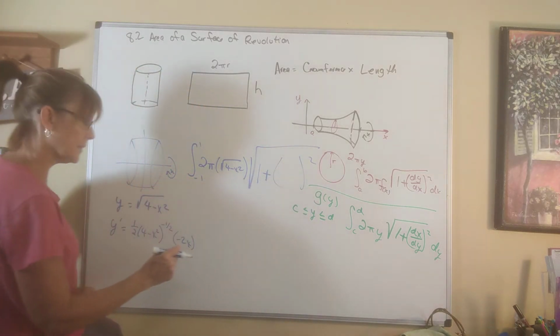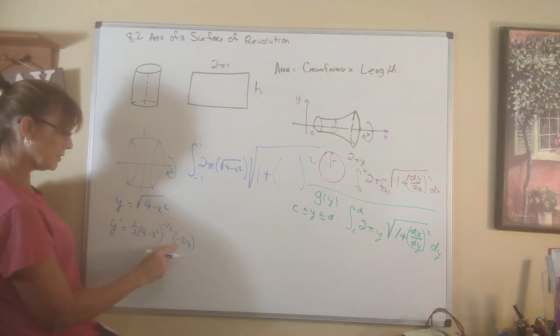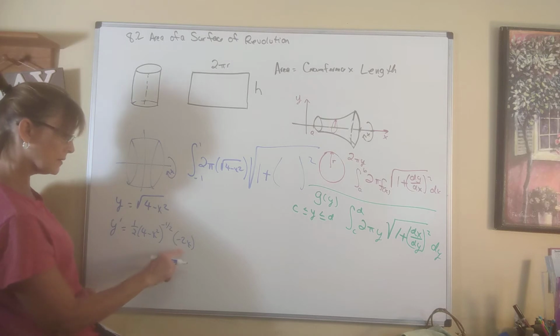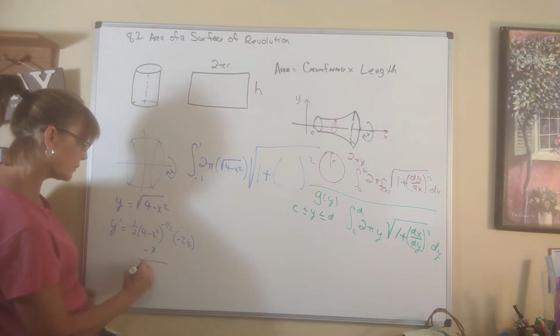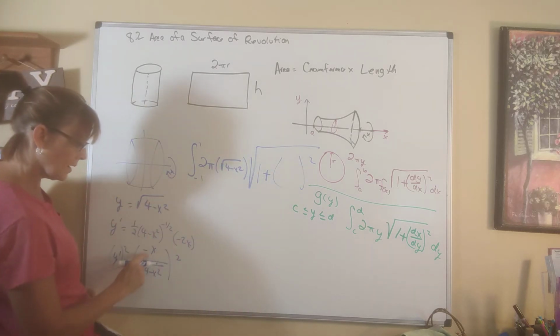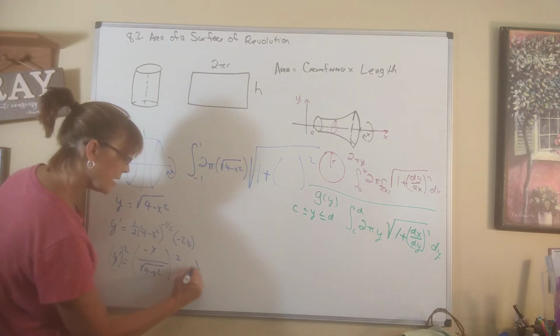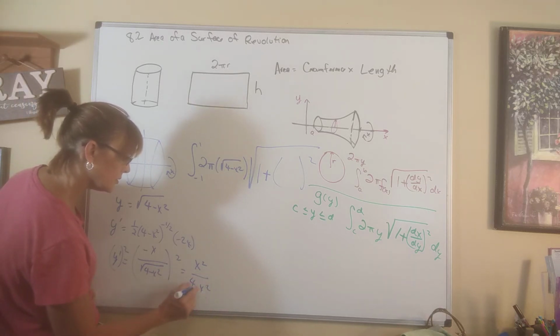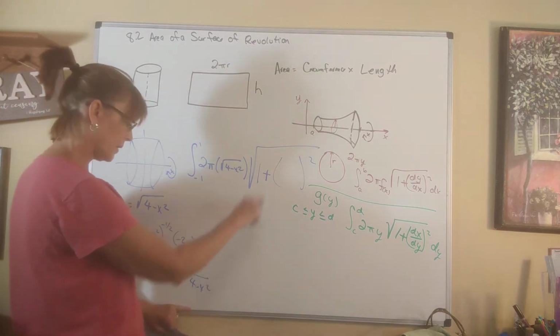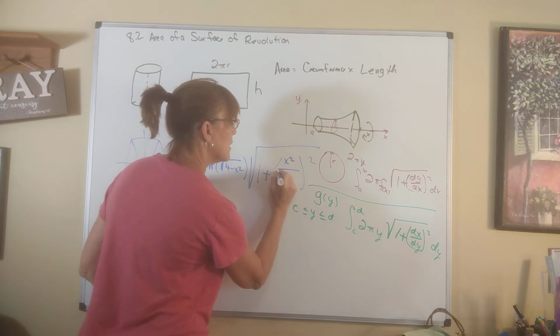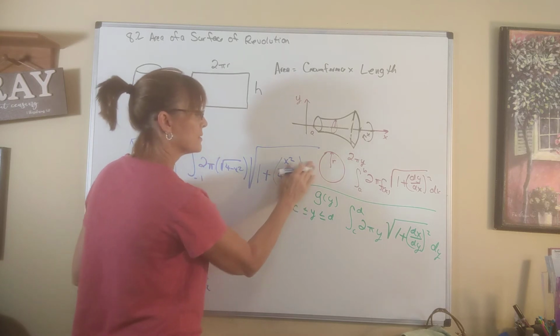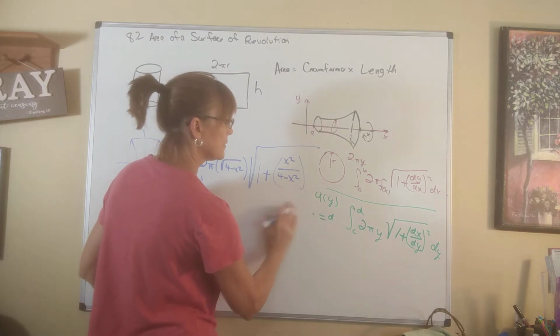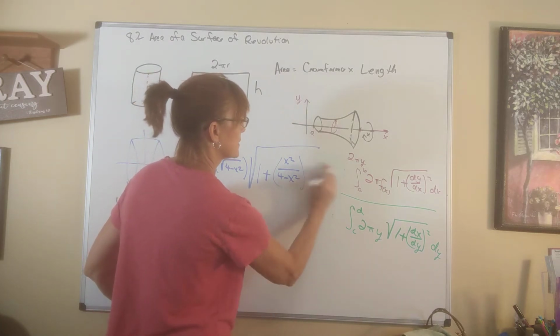So I'm going to clean this up a little bit. -2 divided by 2 is negative. So I have a negative x over the square root of 4 minus x squared. This is what y prime is. But if I want to square it, and I do, because that's what I have to put in here, this becomes positive. This becomes an x squared. The square root of something squared is just the something, 4 minus x squared. That's what we have there. So I'm going to put that right there. x squared over 4 minus x squared is what goes there. I've already squared that. And this is times dx.